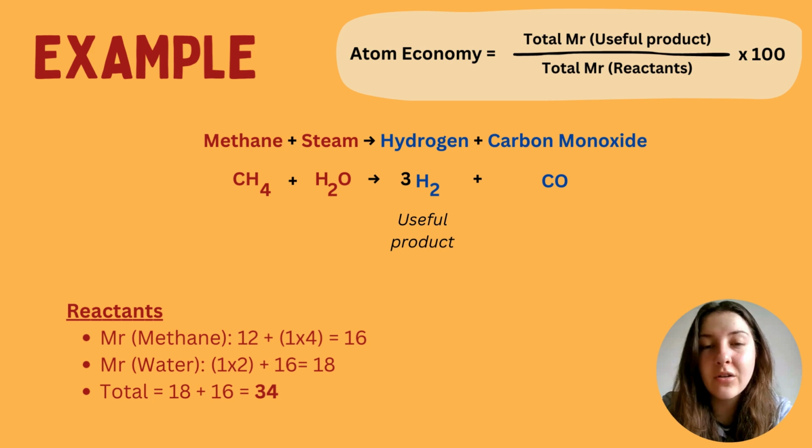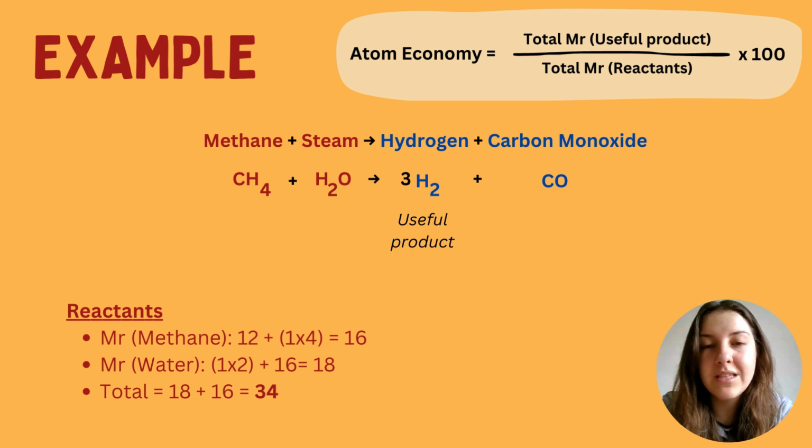If we have a look at the reactants that we're trying to work out the relative formula mass of, we can see that methane is made up of 1 carbon and 4 hydrogens. So 1 carbon is 12, 4 hydrogens, each being 1, is 4. And if we add that together, we get a total of 16.